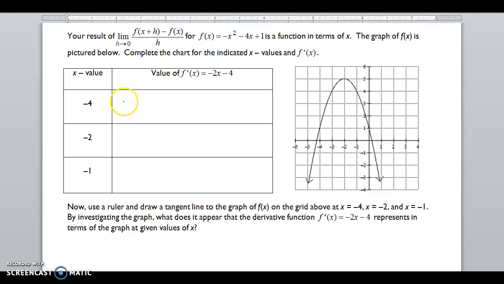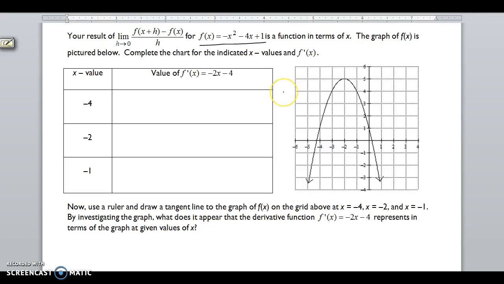So the equation we just got for f prime of x was f prime of x equals negative 2x minus 4, where f of x was this equation: negative x squared minus 4x plus 1, a function in terms of x. The graph of f of x is pictured here. It is a parabola facing down, as you can tell from the equation.